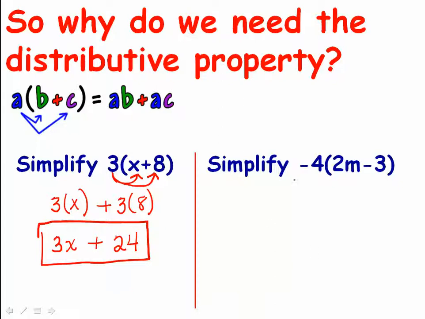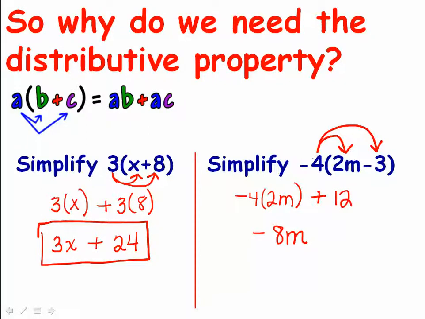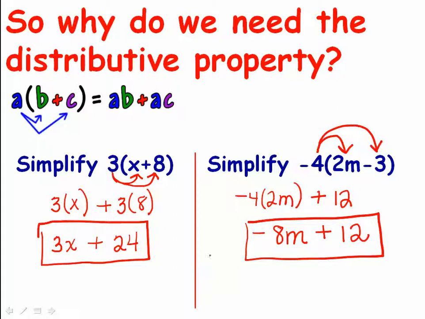Let's do one more example together. Negative 4 gets multiplied by 2m, and negative 4 gets multiplied by 3. Notice this is technically a negative 3. So when I distribute negative 4 multiplied by 2m, what I have is negative 8m. Then I'm going to subtract negative 4 times 3. So if I subtract negative 4 times 3, then I have positive 12. Remember, that's like multiplying a negative times a negative, which makes a positive. Again, these are not like terms. So the final answer is negative 8m plus 12.